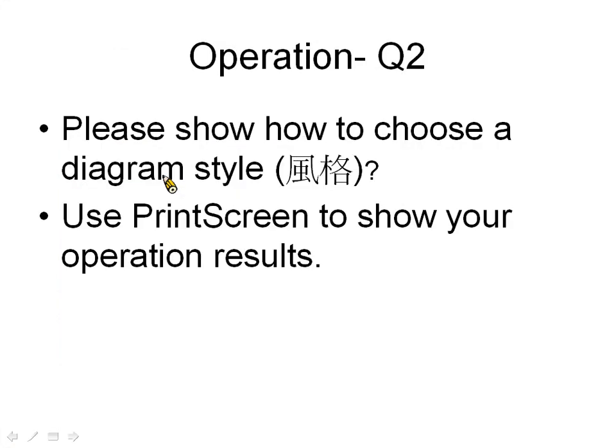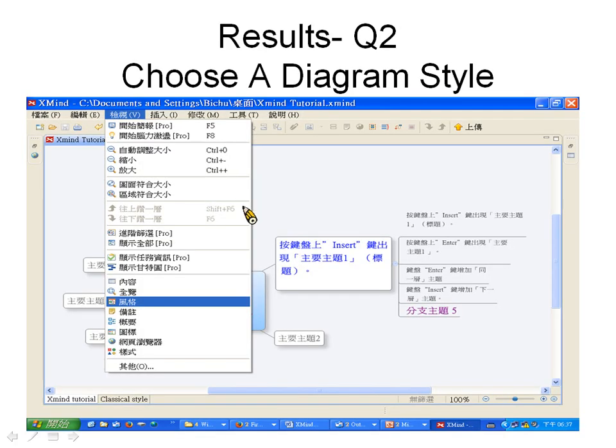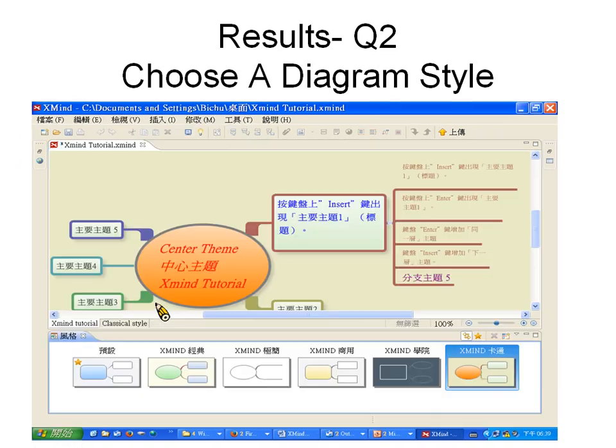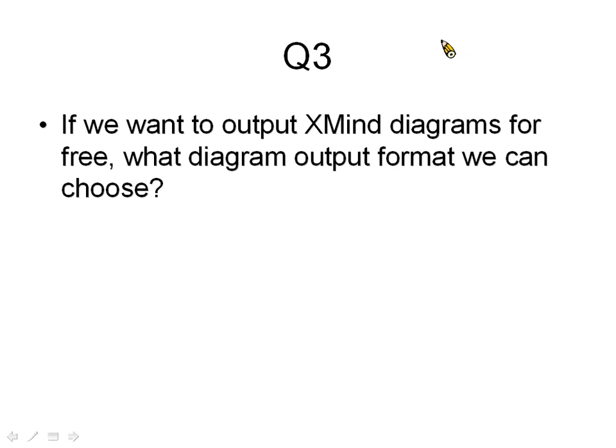Question number 2. Please show how to choose a diagram style. You can choose default or classic or cartoon style. Use print screen to show your operation results. This is the result. We choose a diagram style from here: View, Style, and then you will see there are 6 styles to choose from.